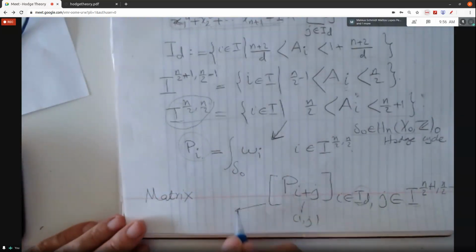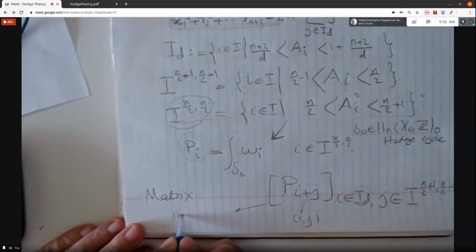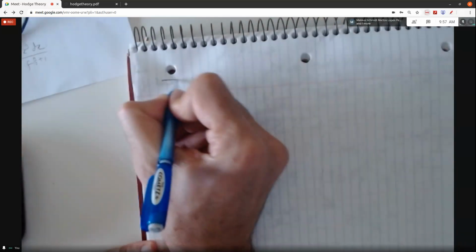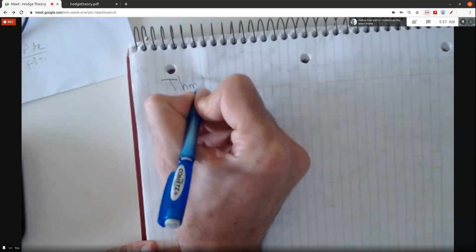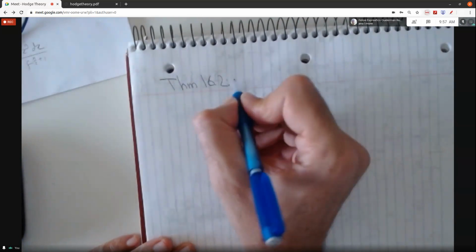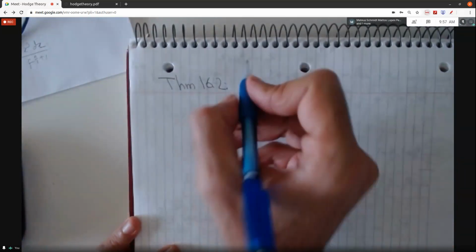Next time I will show the implementation of this matrix in computer. But for the moment let's just introduce the main theorem, which is Theorem 16.1 in my book. So next lecture I will try to prove this one.